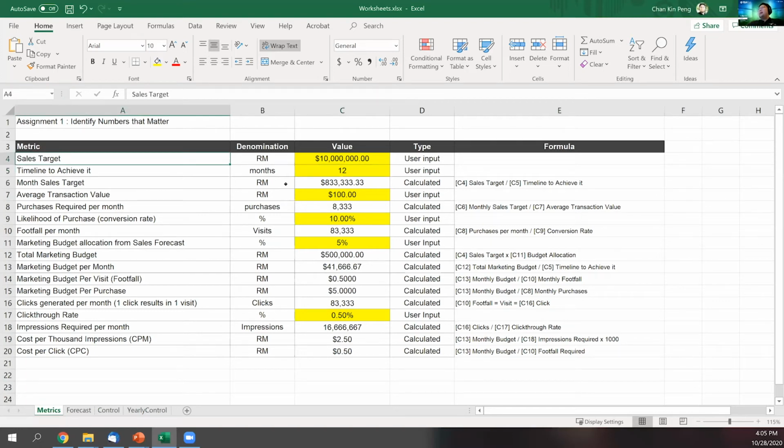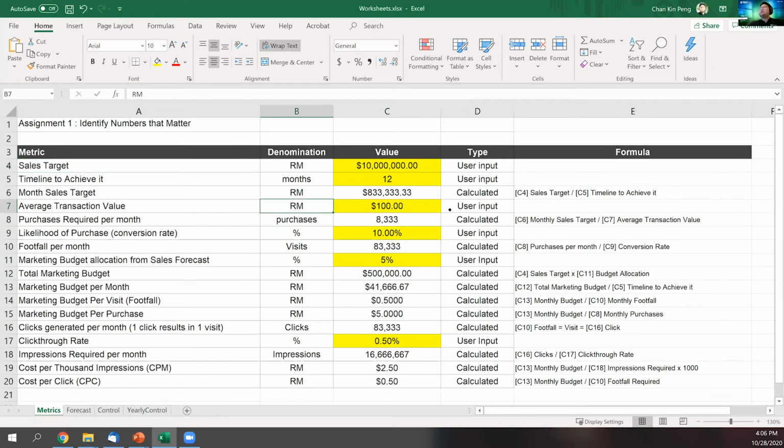So number one, this sheet allows you to automatically calculate all of the different metrics based on the parameters that you enter. For example, the sales target. All the items in yellow are variables that you can enter so that you can automatically calculate the other numbers. For example, if your sales target was, let's say, 5 million, once you set this, the numbers will change. If, let's say, your average transaction value, for example, was 250 ringgit, once you set this, the numbers will change.